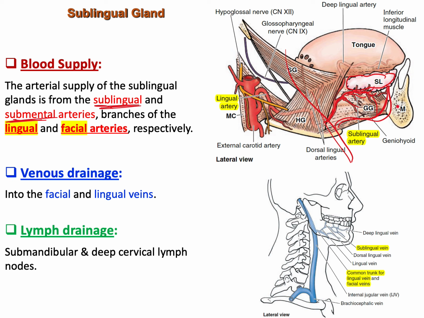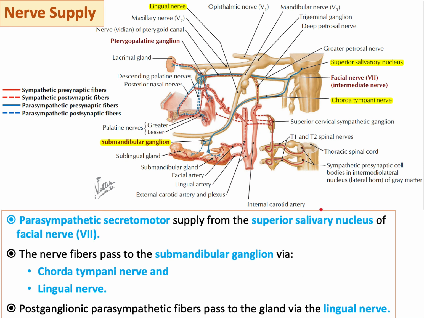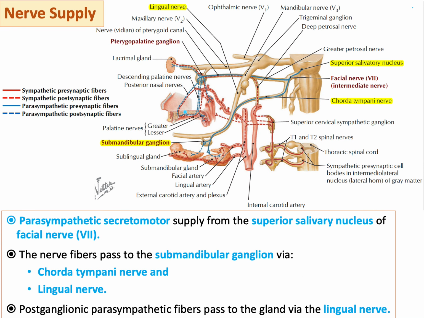Now the venous drainage is mostly the same. The blood from the sublingual gland will be returned by the lingual vein, guys, and the facial vein. For lymphatic drainage, the sublingual gland is very close to the submandibular lymph nodes, and it also drains into deep cervical lymph nodes. Let us talk about the nerve supply of the salivary glands.